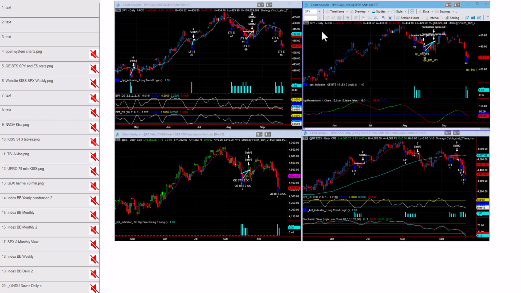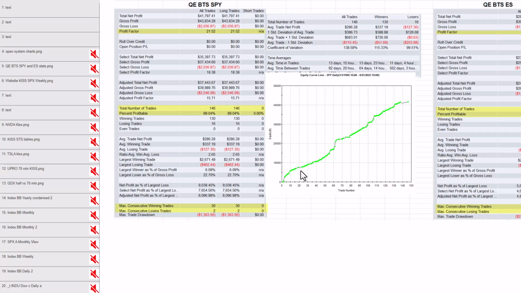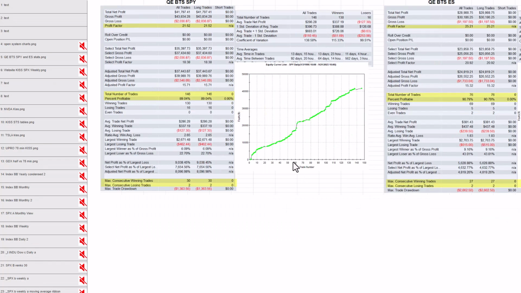Next, image number 5. Here's some of the statistics for these systems. So here's the QE BTS, one of them. On SPY, you can see a profit factor of 21.5. That's excellent. Profit factor of 2 or 3 is really good on a system. Almost 89% winning trades, 146 total trades, going back to essentially 1995.